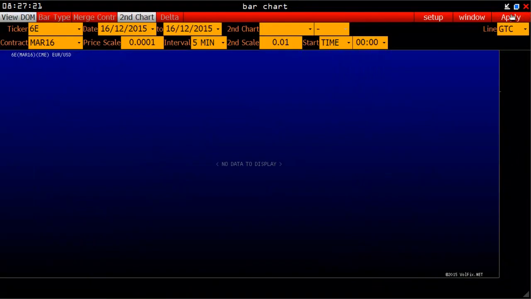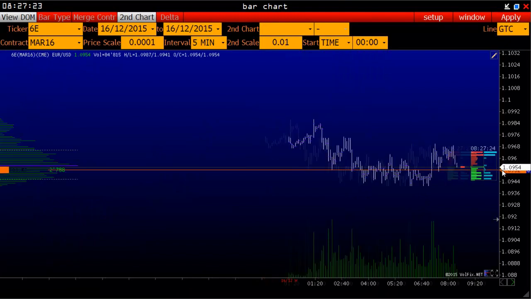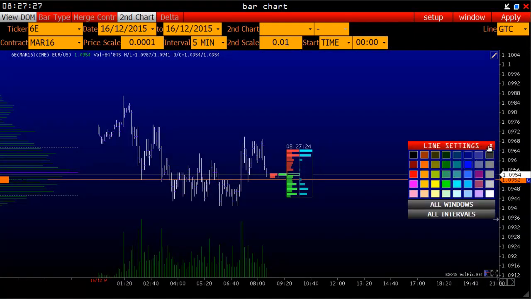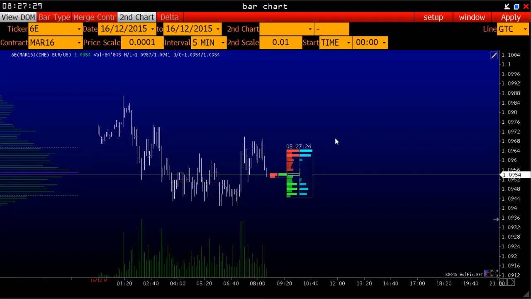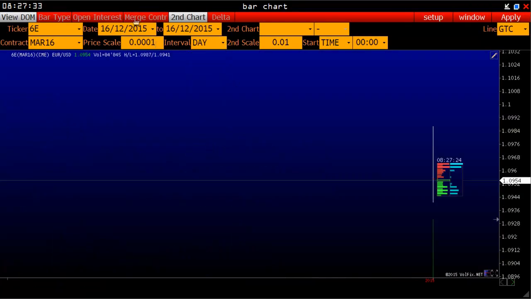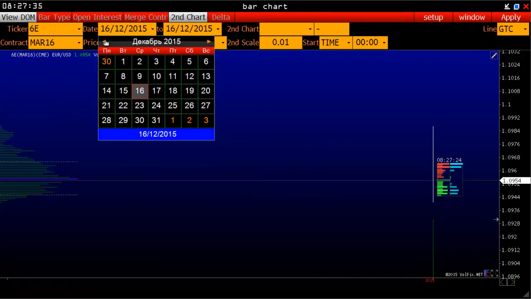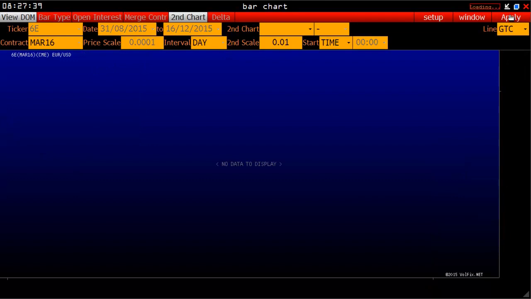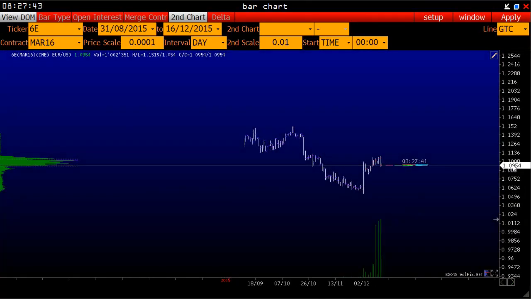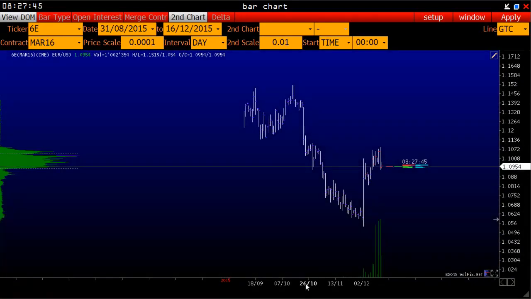Let's open the bar chart with today's data. Accordingly, we see a picture to which we are used to. Let's set the daily chart. Let's choose the period for viewing these graphs. Accordingly, we see the above data.